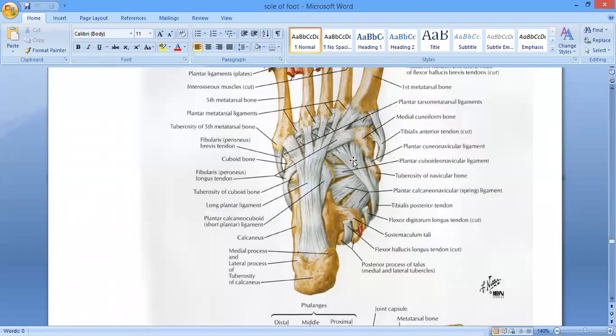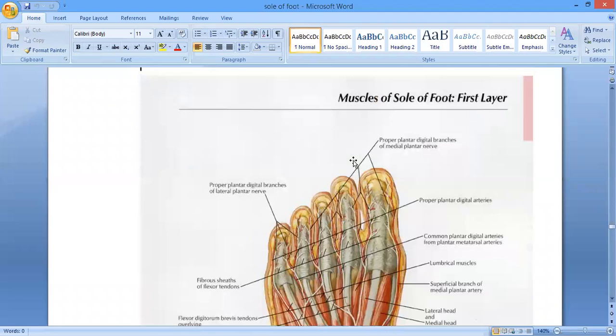Is it clear, Vijay? Yes, sir. So we have completed all of the layers of the sole of the foot. ठीक है जी. Now we'll talk about the vessels, the arteries of the sole of the foot.